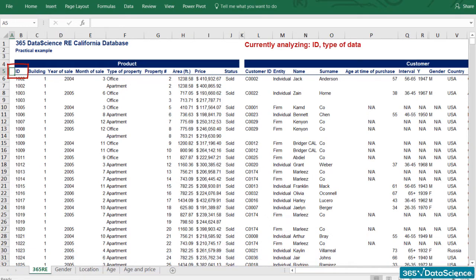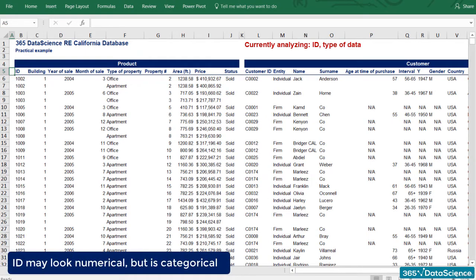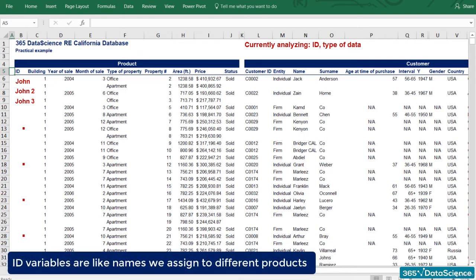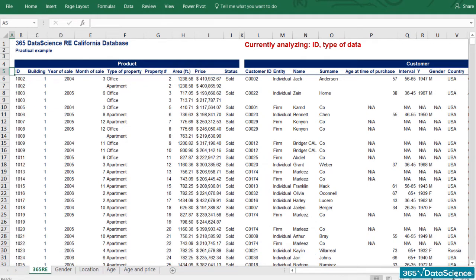ID is a value that we assign to each item which lets us differentiate between products. It may look numerical to you, but in fact, it is categorical. That's very counterintuitive the first time, so let's clarify it a bit. What if we use names like John, John 2, John 3, and so on until John N? The meaning would not change. ID variables are like names that we assign to different products. However, it is much easier to use numbers as unlike names, we have an infinite number of numbers.